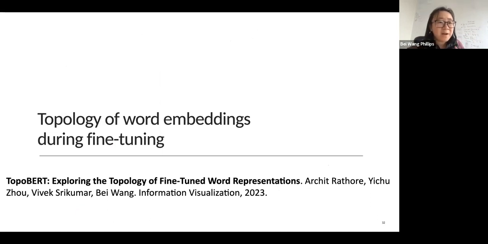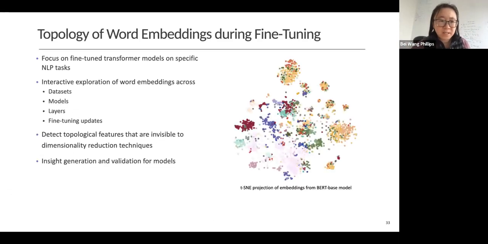Okay, so now I'm going to go one step further and also focus on word embedding. There's one thing that people like to do when they study word embeddings. The ones I showed you are just a pre-trained BERT model and probing it. But in a lot of cases, they are going to take a model and fine-tune it. Here's an example of a projection of the word embedding using a t-SNE, okay?